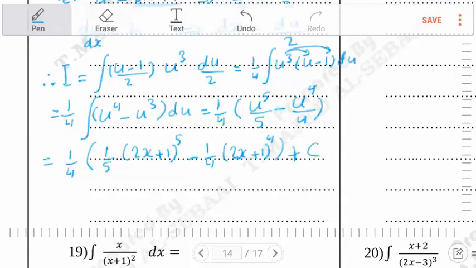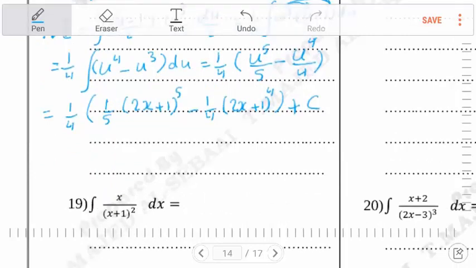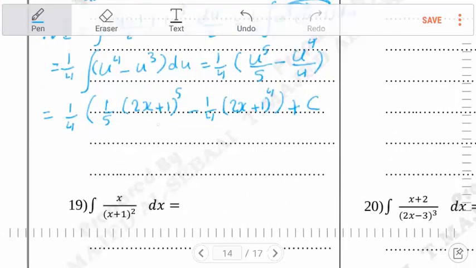Of course, we can simplify it more than that. It equals 1 over 4. Okay. 2x plus 1 all to the power of 4 bracket 1 over 5 bracket 2x plus 1 minus 1 over 4 plus c. You understand how I did that?